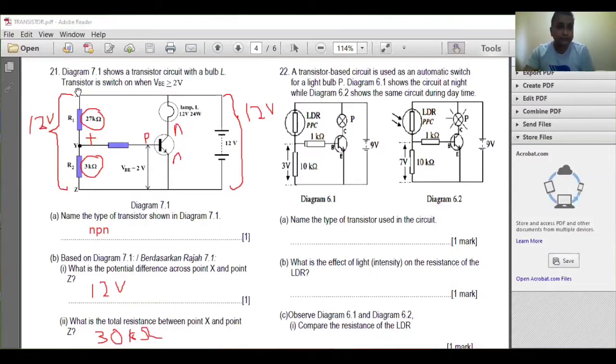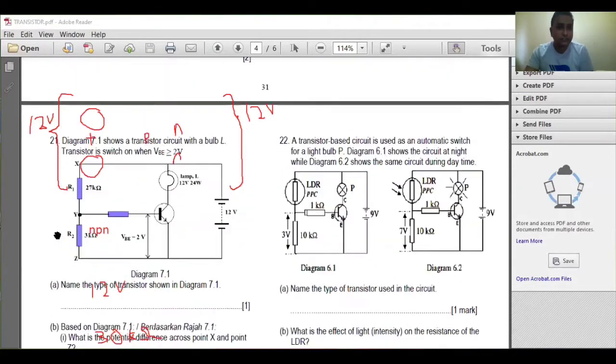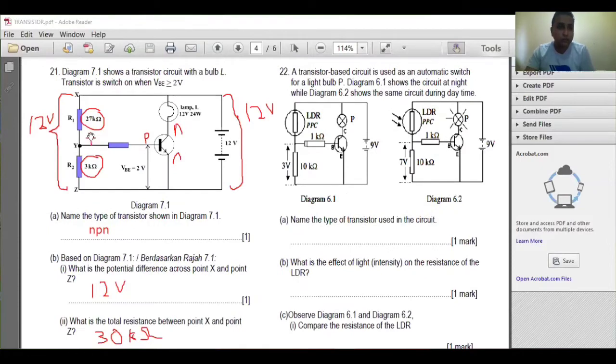Next. Now, using the answer, calculate the potential difference between YZ. For this one you can use the ratio method. From X to Z, total resistance is 30 kilo ohm, and the voltage equals 12 volt. From Y to Z, it is only 3 kilo ohm.